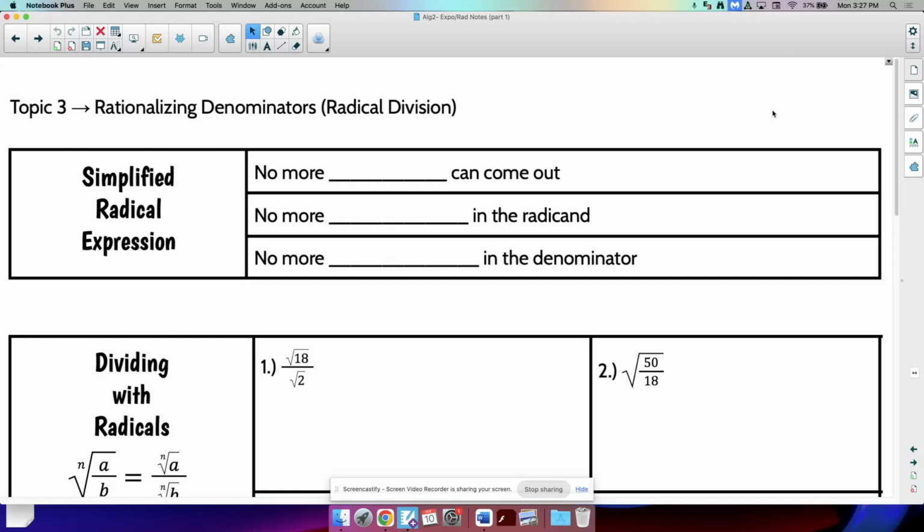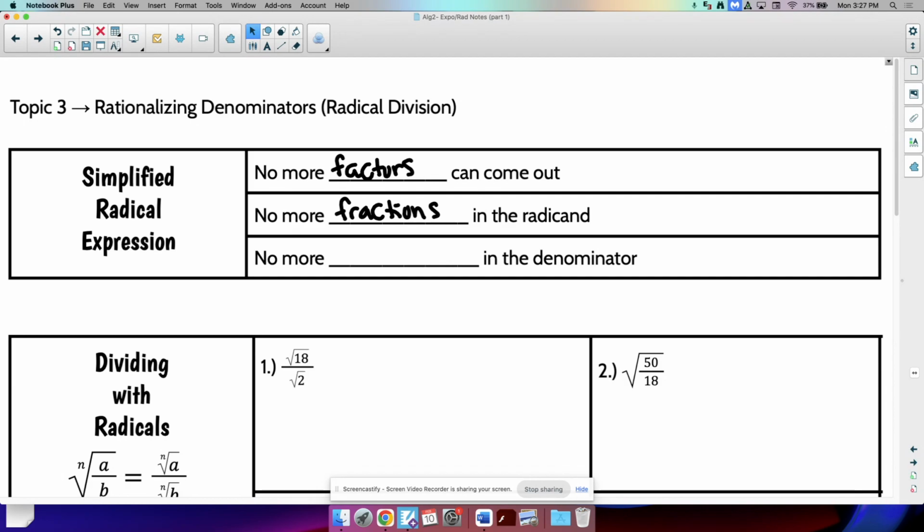Hello. Okay, so we are going through topic 3, which is on rationalizing denominators, which is actually just like radical division. A couple of rules about what is a simplified radical expression. The first thing is no more factors can come out. Like if you had the square root of 20 or 50, not considered simplified because we can take that 25 out.